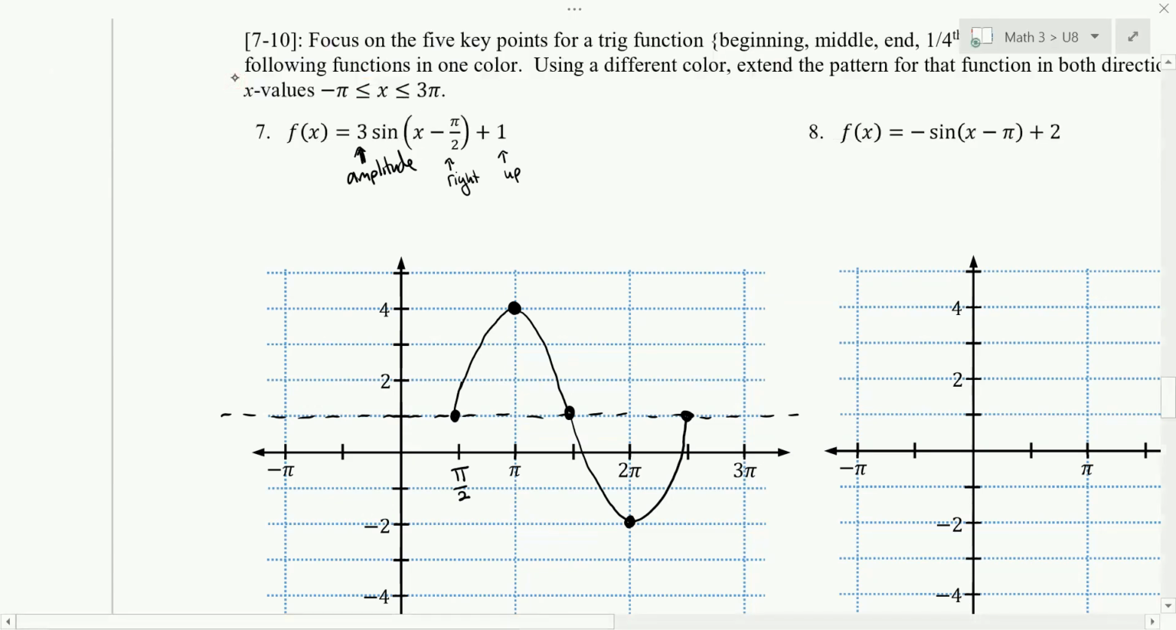Now I'm going to just continue that pattern. I'm going to move up to above the equilibrium, above 3 pi. I'm going to go below the equilibrium on the x-axis, back up to the equilibrium, and then above.